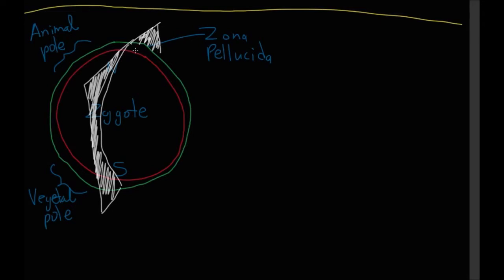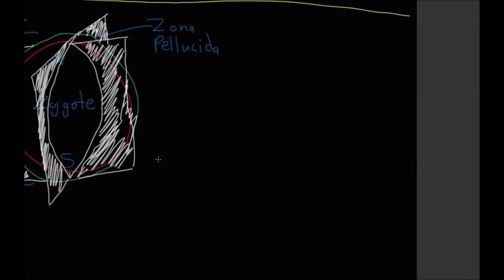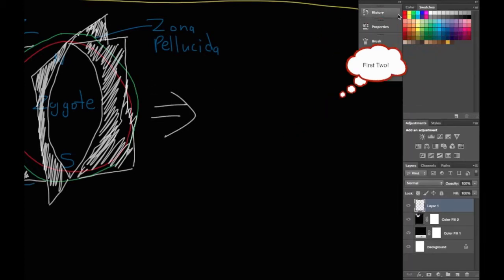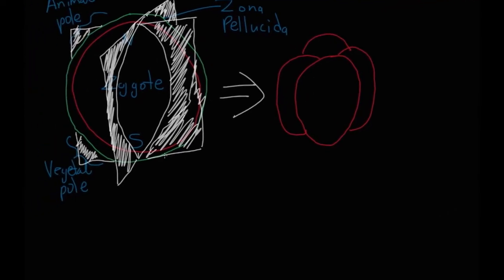And then the second division is perpendicular to this first division, but it's also meridional. And so that plane of division would look something like this. And these first two divisions will give us a collection of 4 cells within the zona pellucida. So 4 cells that look something like this.